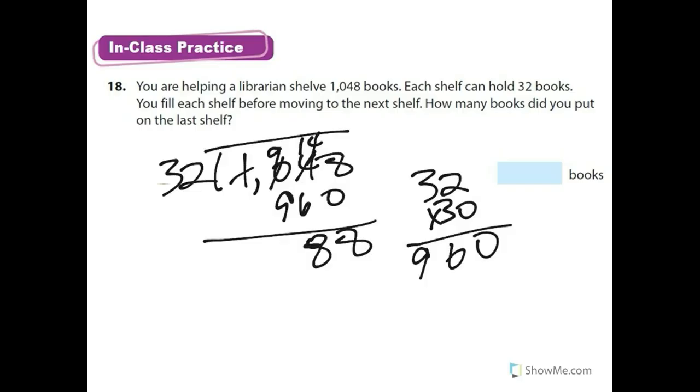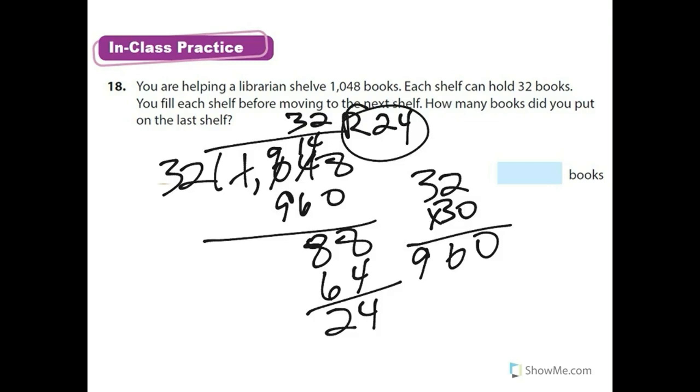Alright, so what I can do, so I got 30 here. Well, 2 more shelves would be 64. So we got 4 and 2. That would be 30, or 2, 32. So 32 remainder 24. Sorry about that. The remaining 24 is the 24 books that you'll put on the last shelf.